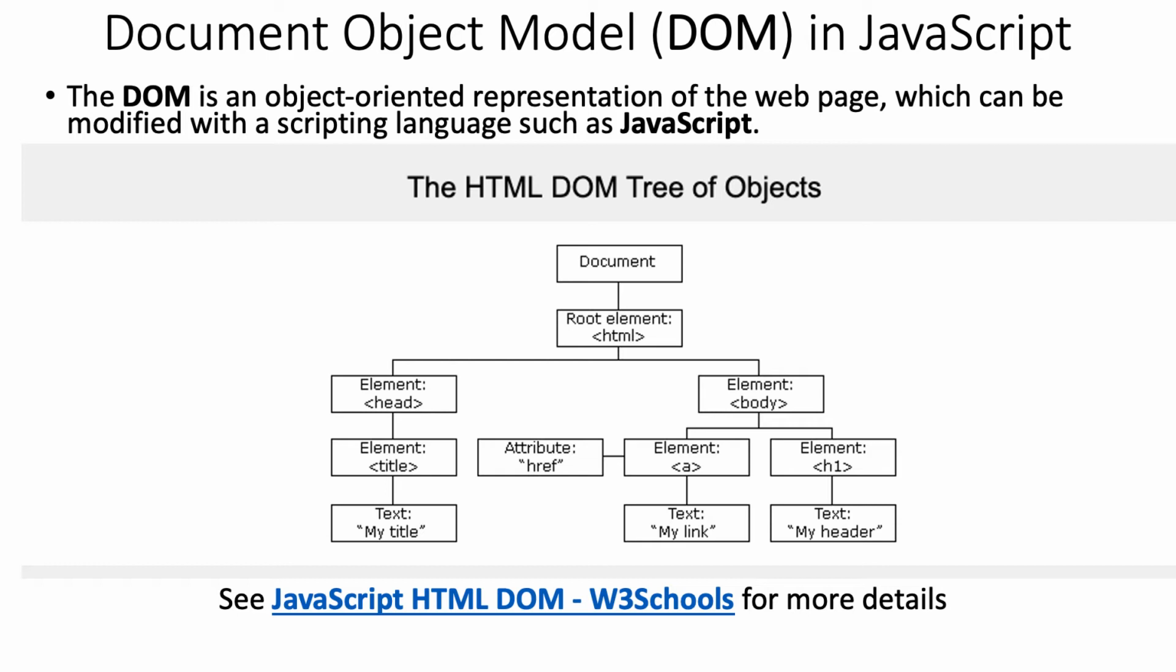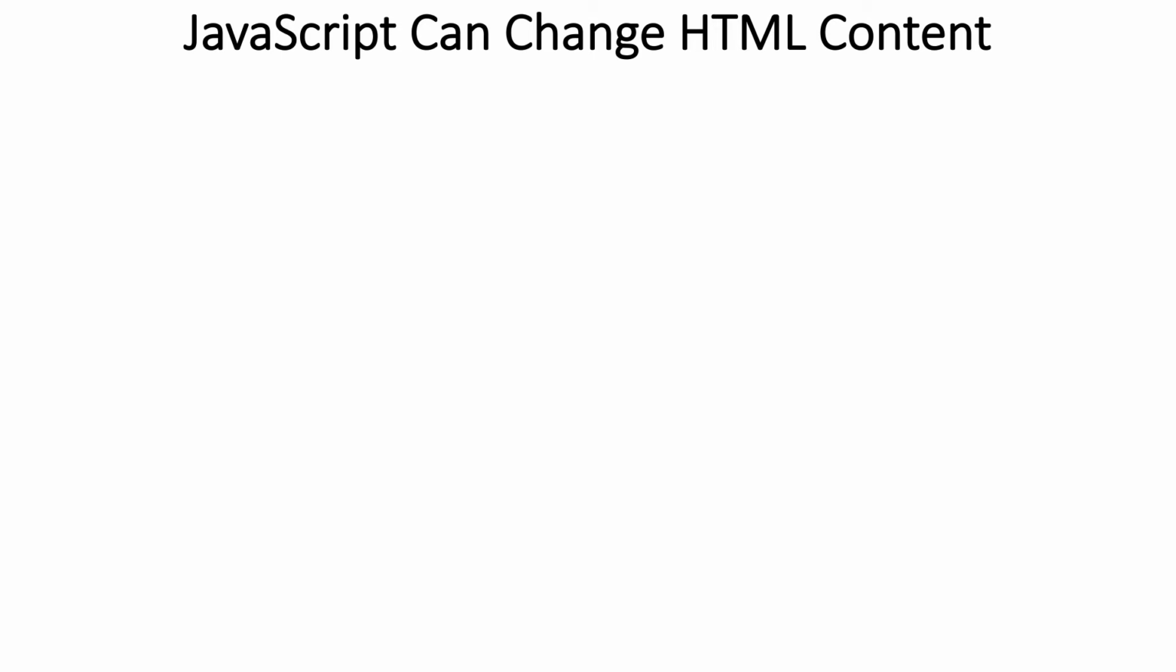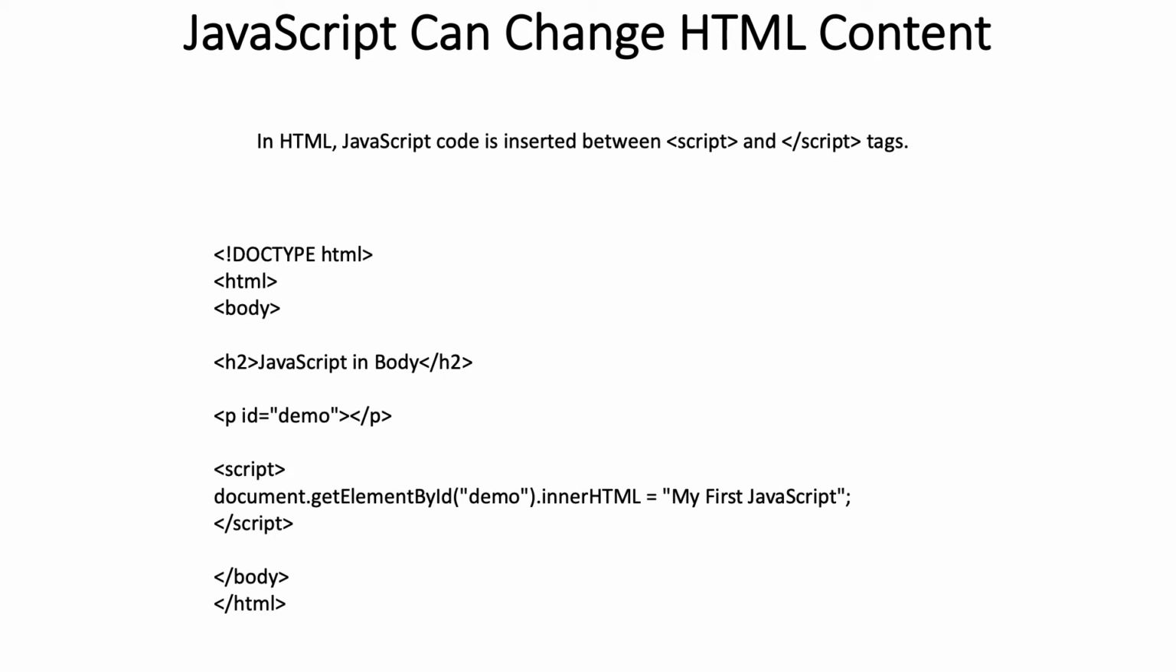Okay, so JavaScript can change HTML content. That's the big deal. Here is an example we're going to build. In the HTML, the browser is going to know it's hitting JavaScript because it's going to be between the script and end script tags. And here's some source code. In the body, we've got a header 2. We've got a paragraph with an ID of demo, and there's the end of that paragraph.